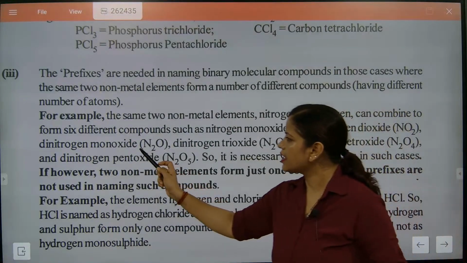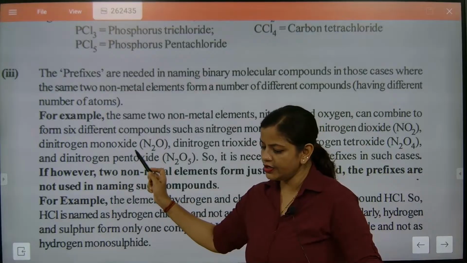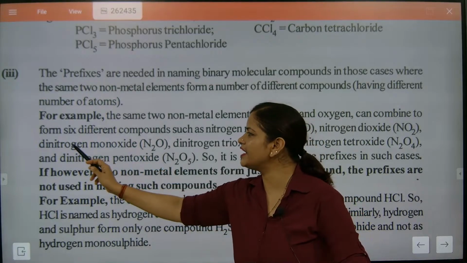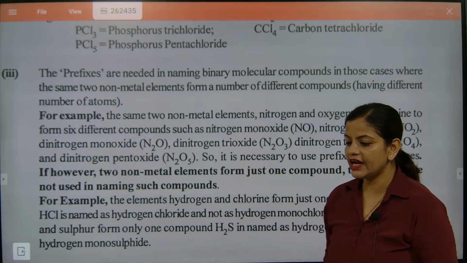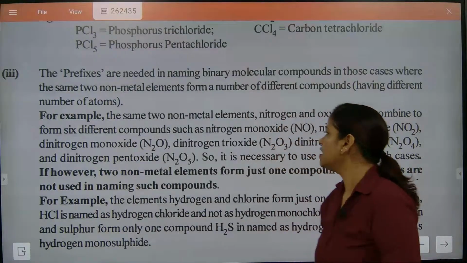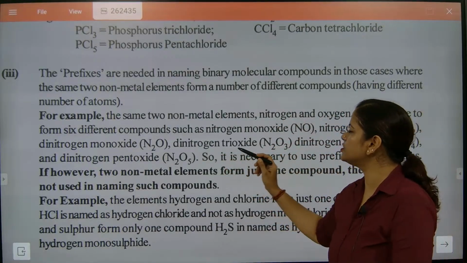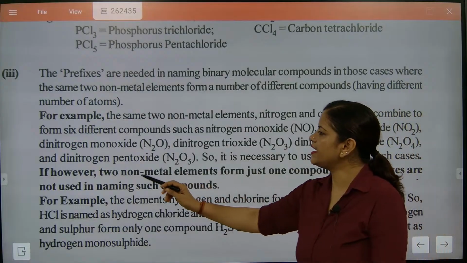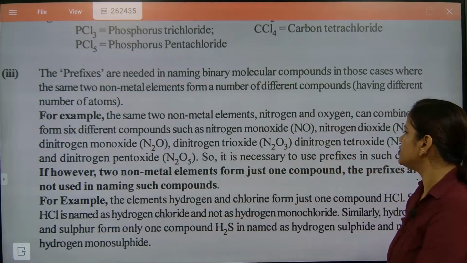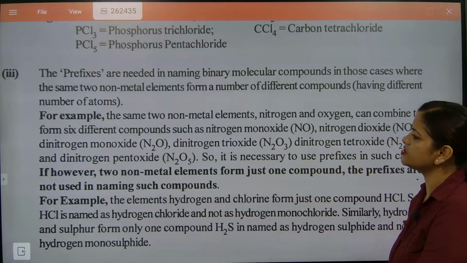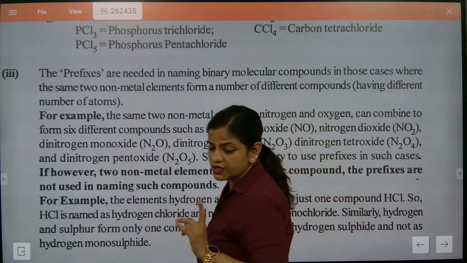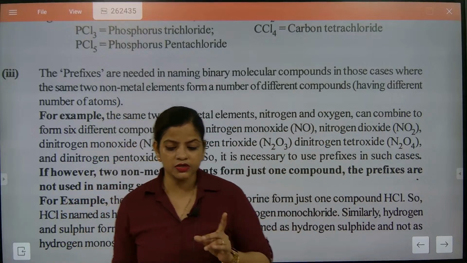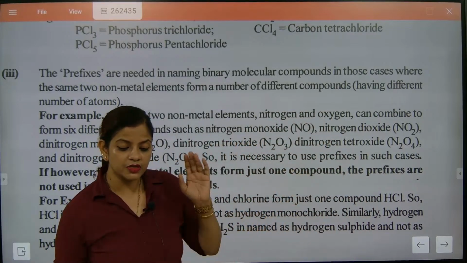But here nitrogen is there in two format. So what you are going to call it is dinitrogen monoxide. Dinitrogen monoxide. Now here dinitrogen trioxide, dinitrogen tetraoxide, and dinitrogen pentoxide. So it is necessary to use prefixes in such cases because here nitrogen is not one. Here nitrogen is more than one.